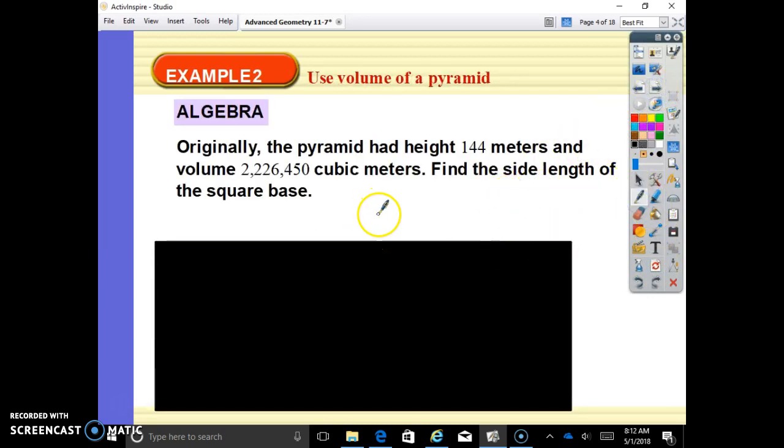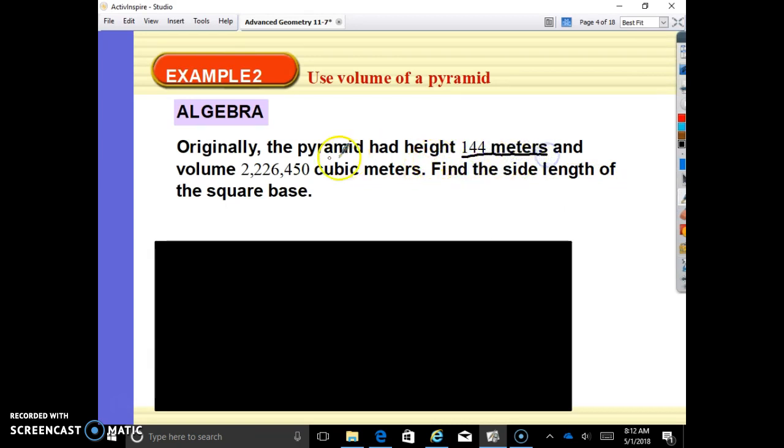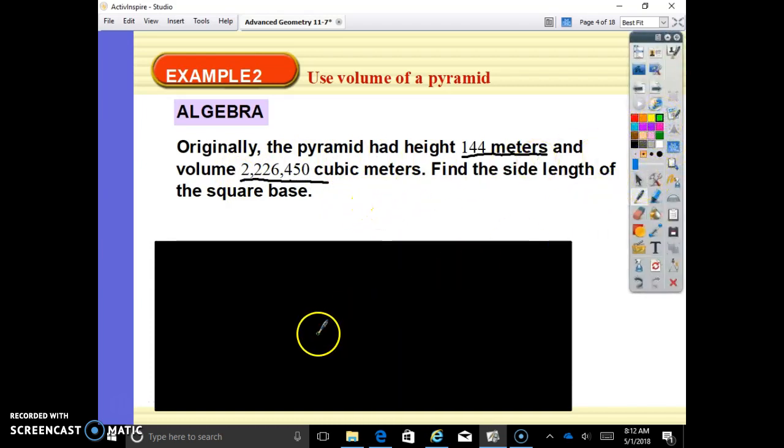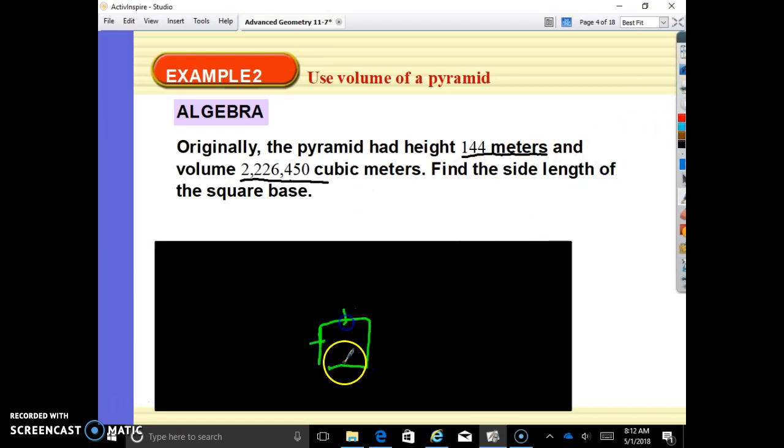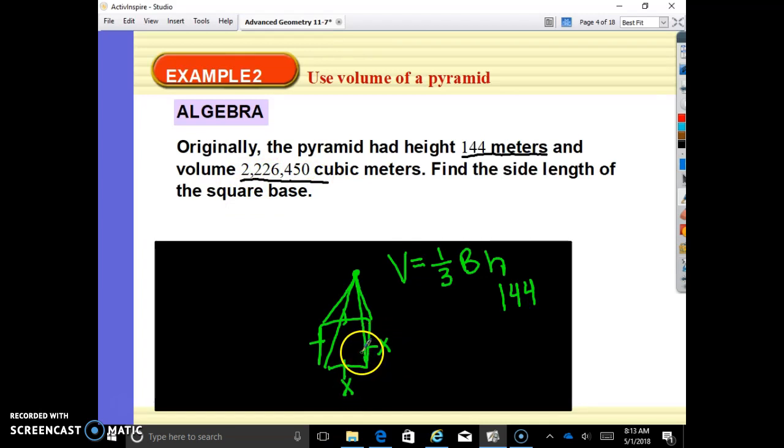All right. Originally, the pyramid had a height of 144 meters and a volume of 2,226,450 cubic meters. Find the side length of the square base. So they're telling us the base is a square, and they're telling us that this is a pyramid. So here's our square pyramid. The volume of a pyramid is always going to be 1/3 area of the base times the height. If the height is 144, and we're looking for the sides of the base, so say that they're x, they would both be x, right? Because it's a square, all equal sides. So that'd be x squared.